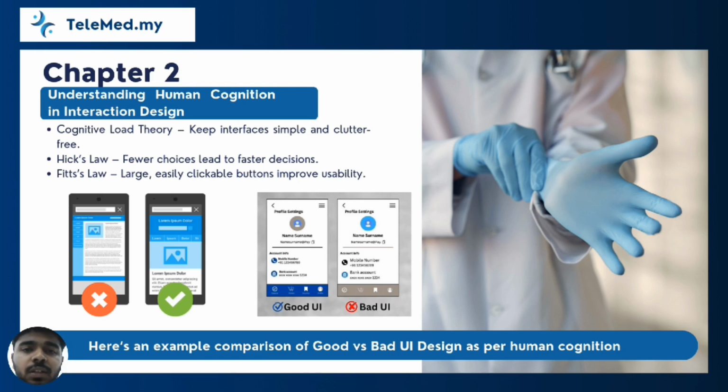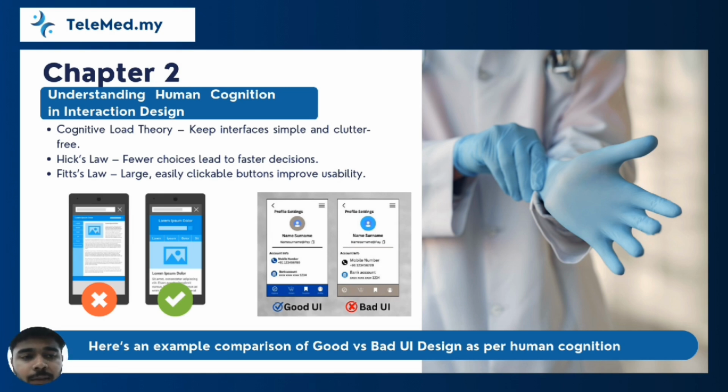I'm going to present Chapter 2, which is Understanding Human Cognition in Interactive Design. In interactive design, understanding human cognition and how it plays a very important role in making the system user-friendly is very important for us to know. One of the key principles is the cognitive load theory, because it gives importance to keeping the interface simple without making it hard for the user. Shortly, this means making it very easy for the user to understand.